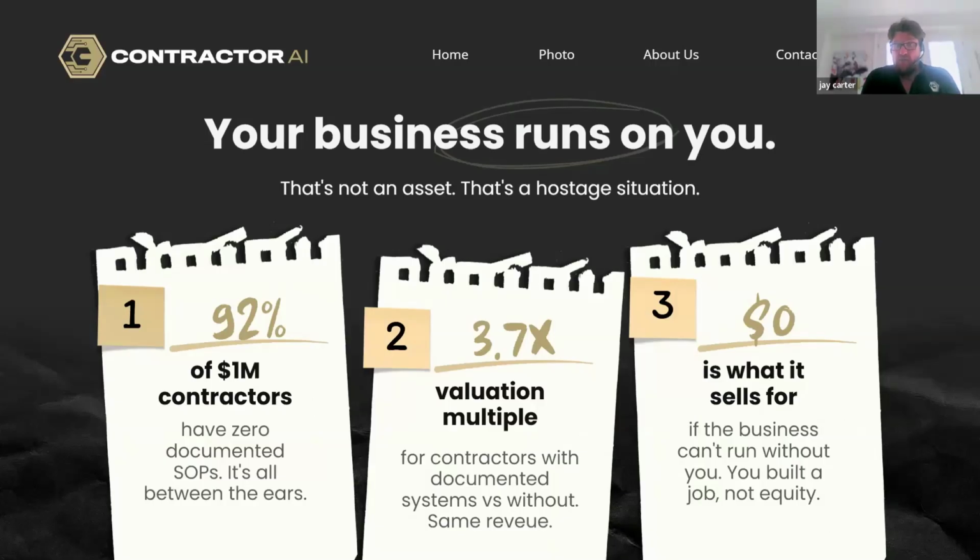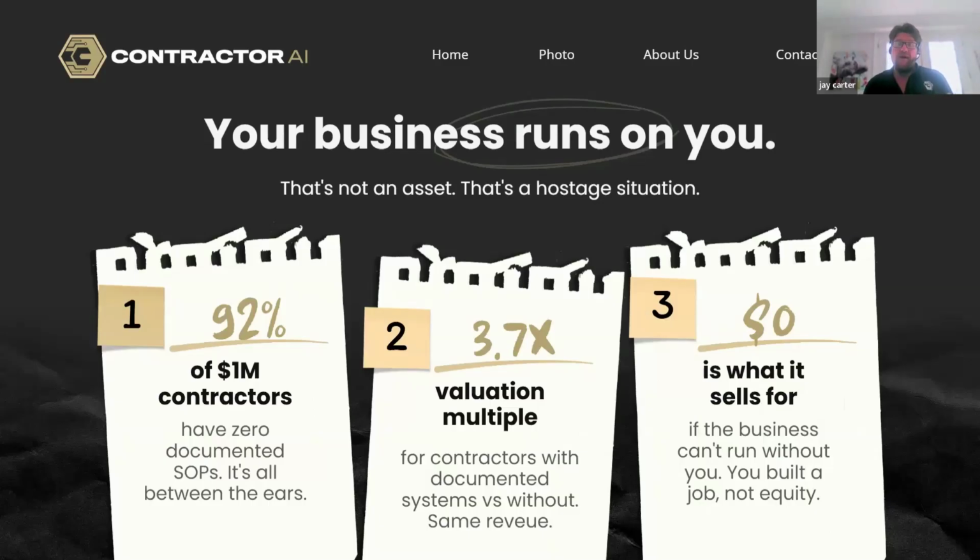3.7x valuation multiple for contractors with documentation systems versus without the same revenue. So this is, again, if you're thinking of selling your business, and we should always be thinking about selling our business. What I mean by this term is we want to be able to get valuation. We want to have a company that's in a liquidable state.